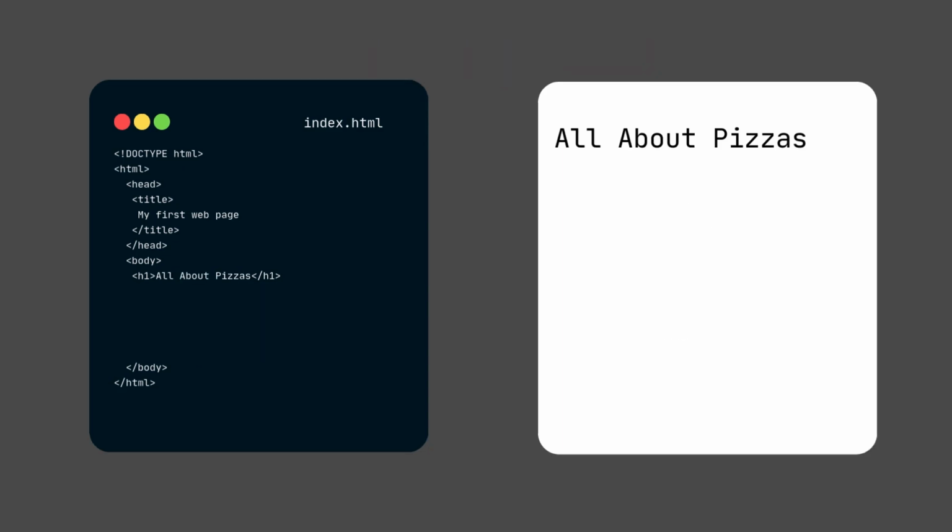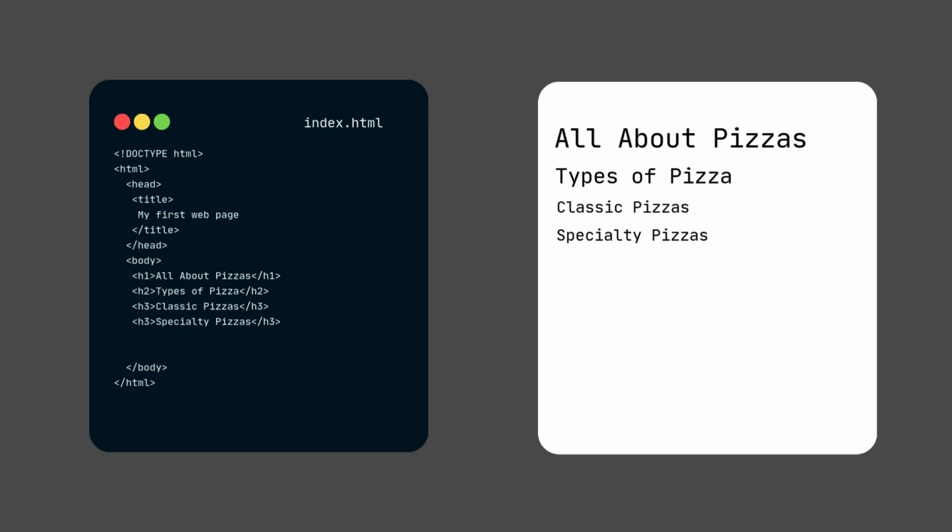Let's now have a look at this code example. At the top is the H1 tag, all about pizzas. Next is the H2 tag, types of pizza. After that, we have the H3 tags for classic and specialty pizzas. You can now see a separation in the content because of the different size headings with the H2 tag, how to make a pizza. The different heading sizes show the level of importance and help separate the content.